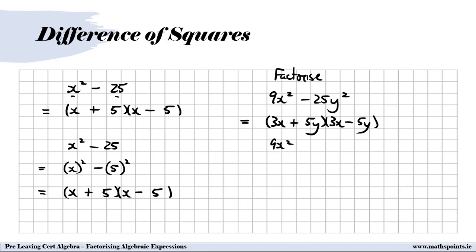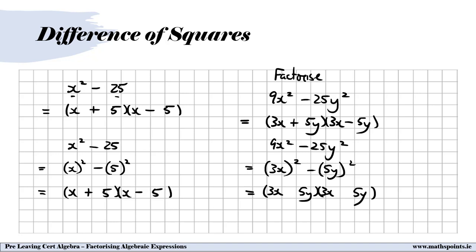If we had wanted to do that additional line where we identified the term being squared, we would have just written down that 9x squared is 3x all squared, minus 25y squared is 5y all squared, and then we do our two sets of brackets, and we put down a 3x as the first term in each bracket, and a 5y as the second term of each bracket, and then we throw in our plus and our minus.